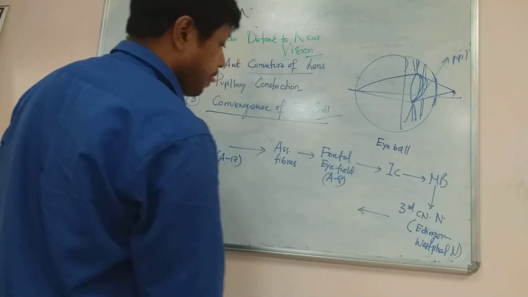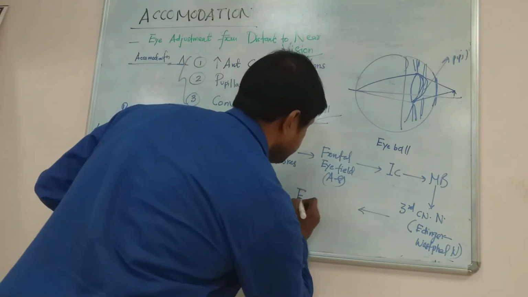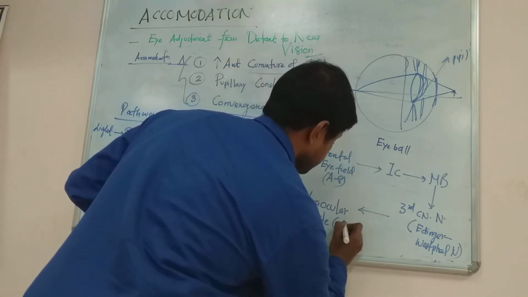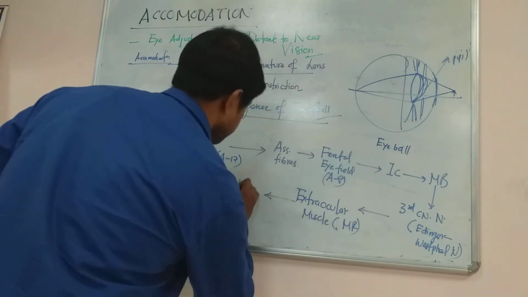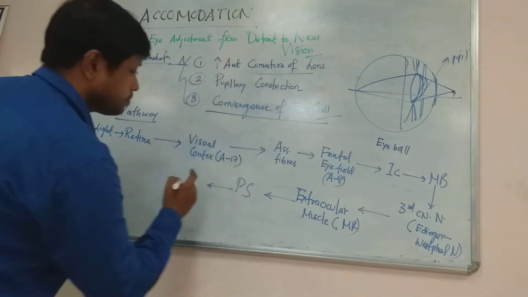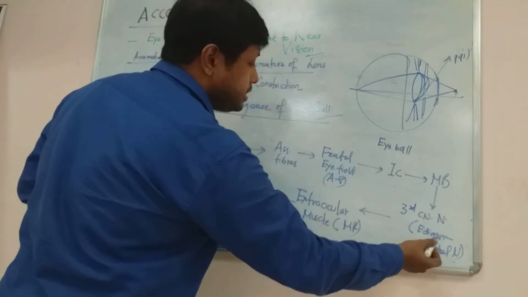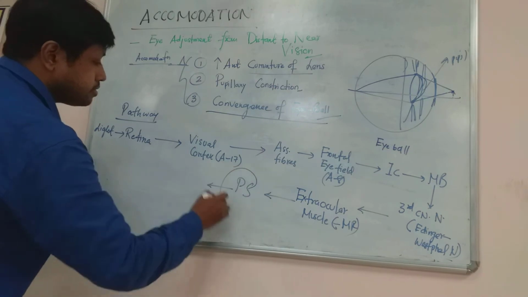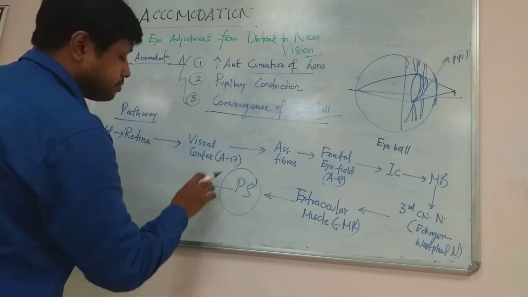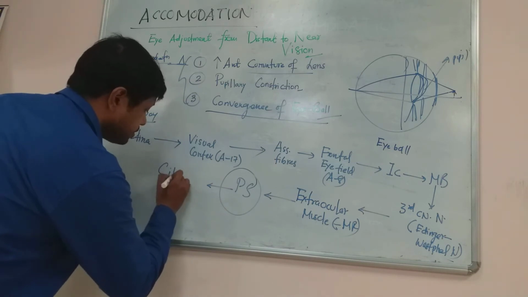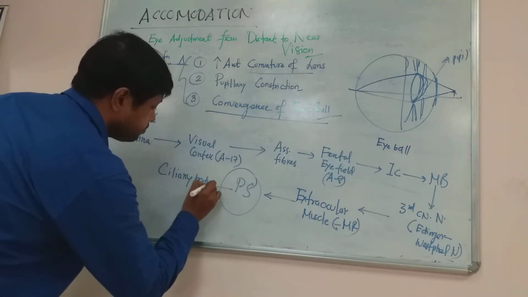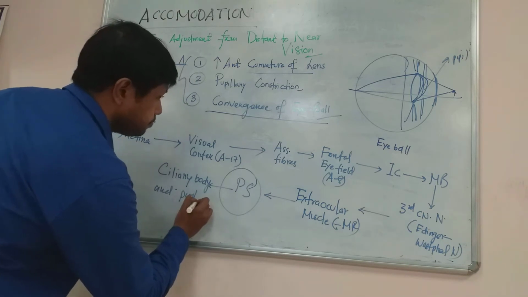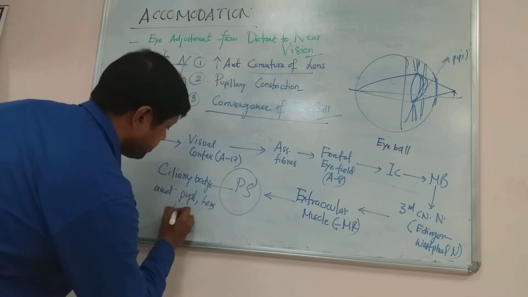Then from the third cranial nerve or Edinger Westphal nucleus, the impulse will go to the extraocular muscle, especially the medial rectus, and this will ultimately pass the stimulus to the parasympathetic nervous system, and ultimately it will supply the ciliary body, pupil, and lens ligaments.